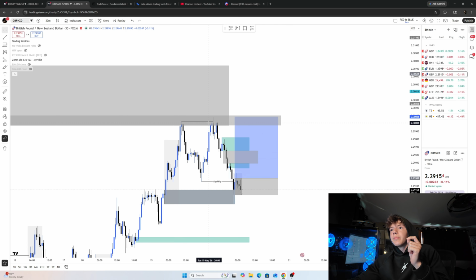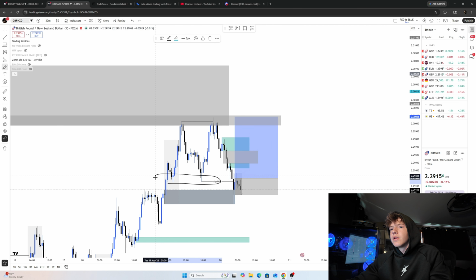So you literally manipulatively sweep that liquidity, take all that liquidity. We didn't displace past with bullish volume, anything like that. We manipulatively took that liquidity and it is seeking lower prices. Our first level to even seek is this level of liquidity, right?